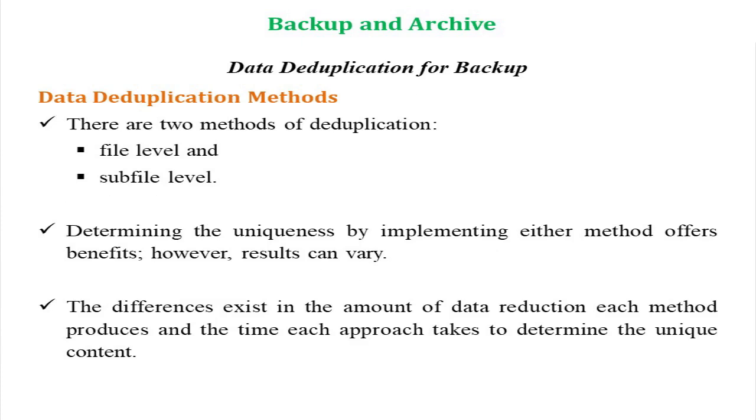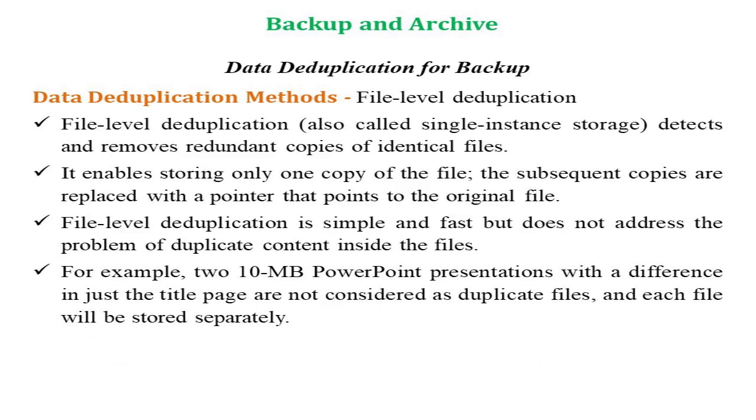Data deduplication methods. There are two methods of deduplication: file level and subfile level. Determining the uniqueness by implementing either method offers benefits. However, the results may vary. The differences exist in the amount of data detection each method produces and the time each approach takes to determine the unique content.